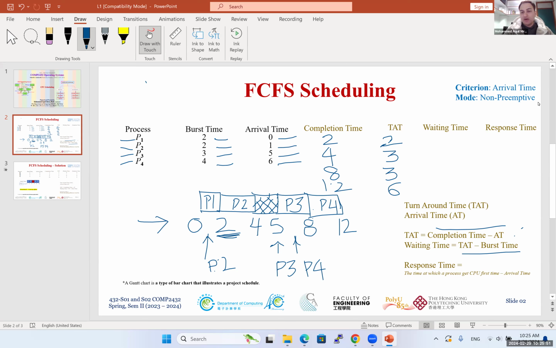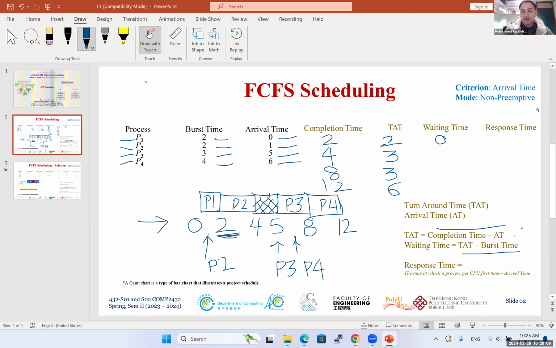Similarly, you can calculate the waiting time. The waiting time is turnaround time minus the burst time. So turnaround time for the process 1 is 2. 2 minus 2 is equal to 0. So if you calculate this, you will get all the waiting time and the response time.